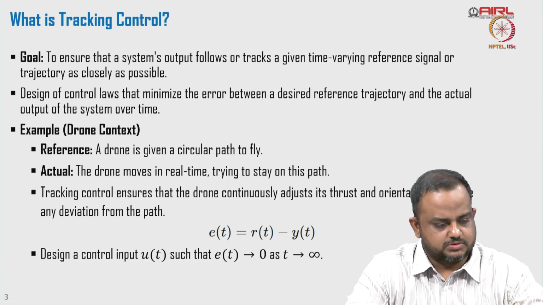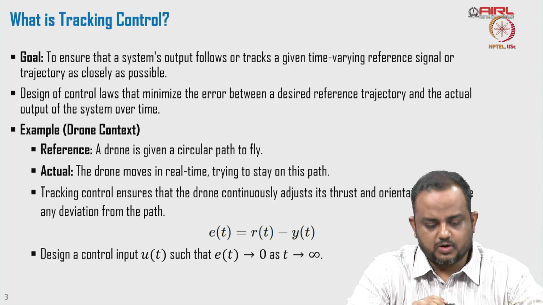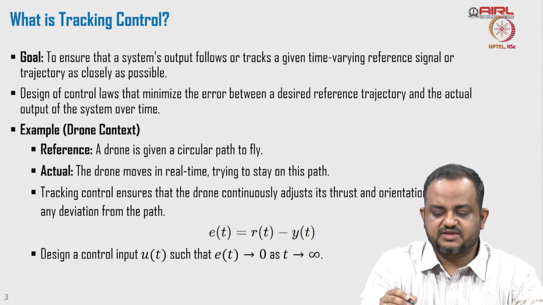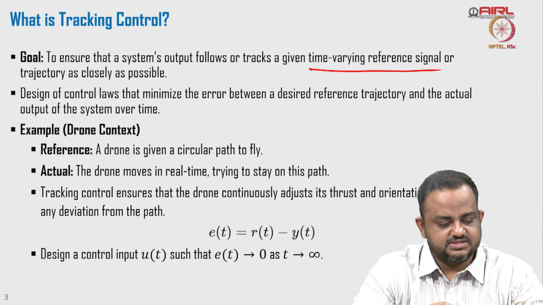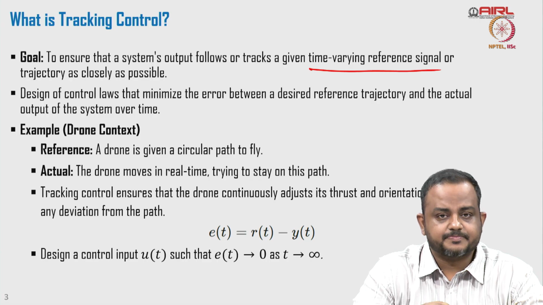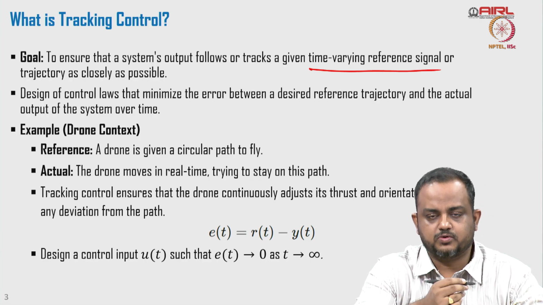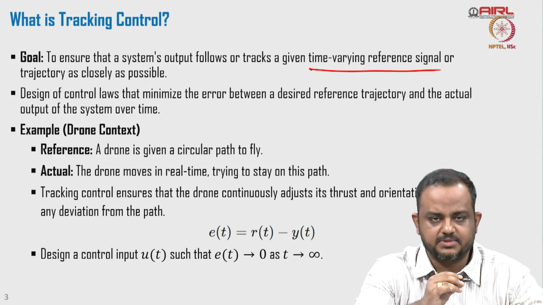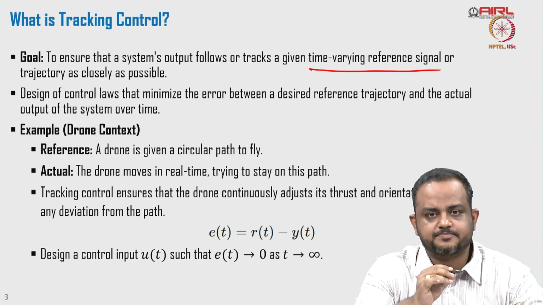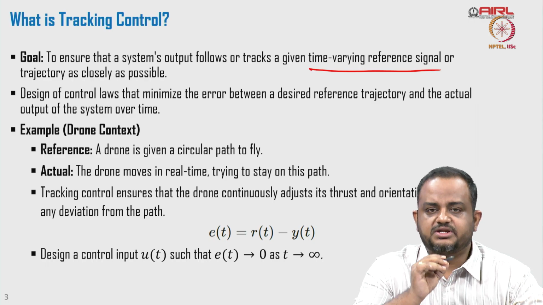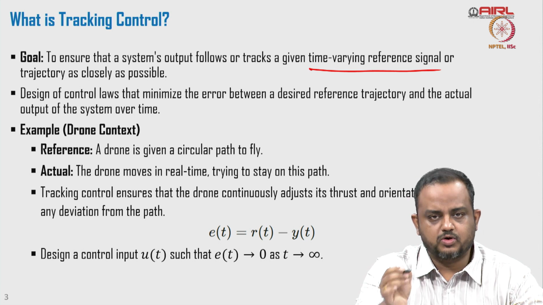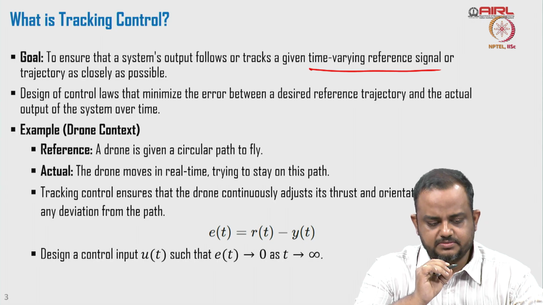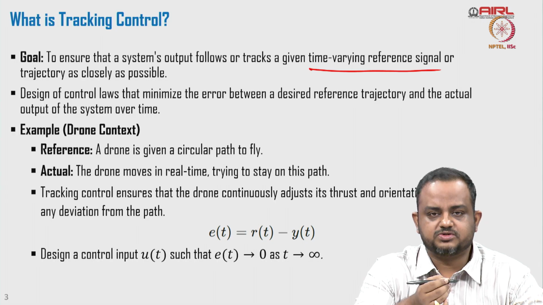So, what is tracking control? For tracking control, the goal is to ensure that a system's output follows or tracks a given time varying reference signal. What is a time varying reference signal? It can be the trajectory of the drone, which varies when the drone is moving. If there is a predefined trajectory for the drone, then the drone needs to track it to reach from its source point to the goal location. So, the trajectory should be followed or tracked as closely as possible.